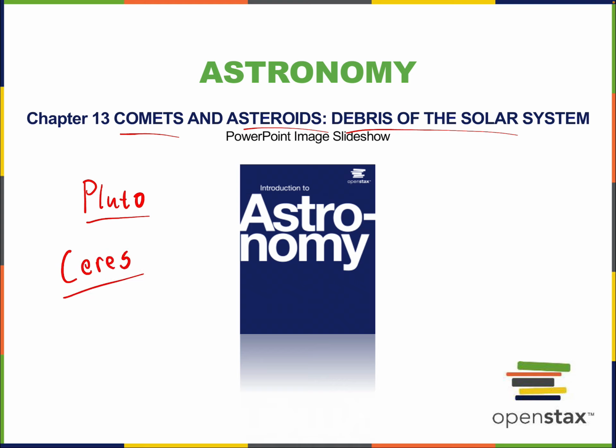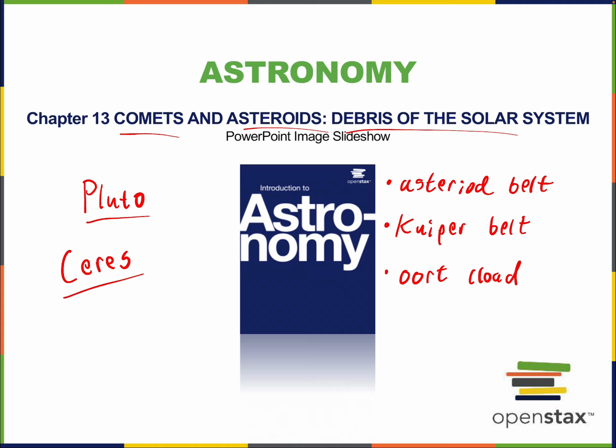Now, if we're talking about the asteroid belt, I want to upfront make it clear that there are going to be three parts of the solar system we're going to focus on. We're going to focus on the asteroid belt, which is where the vast majority of the asteroids of the solar system are located. Then we're also going to talk about the Kuiper belt. And finally, we're going to talk about the Oort cloud. Those three locations are where asteroids or comets are located.